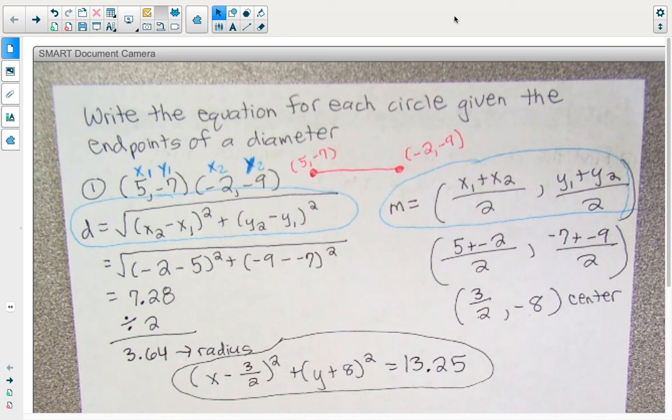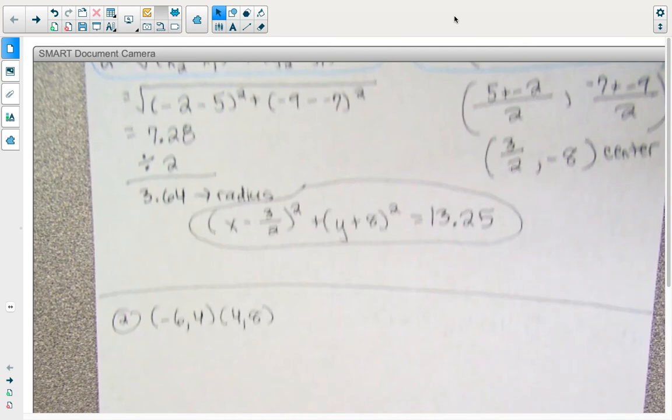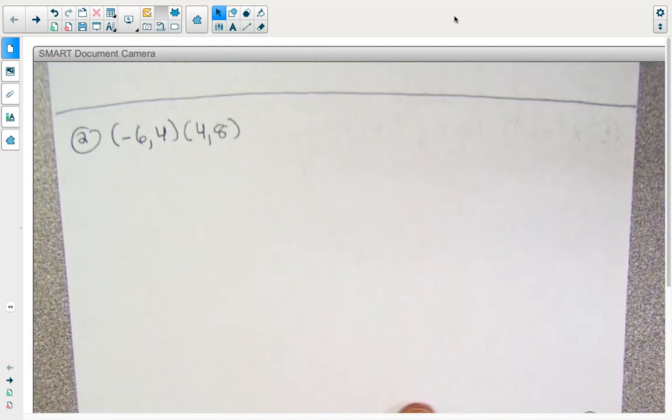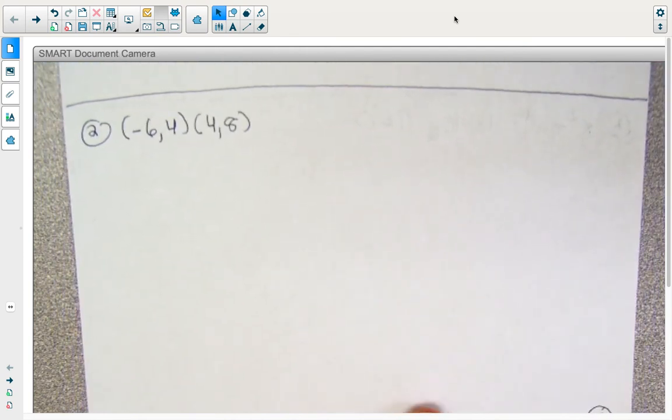We're definitely going to go through and try another one. I'm only going to give you the endpoints of the diameter, and we're going to go through the same process again. So we need the distance formula and we need the midpoint formula. These are the two new points that we're going to look at: -6, 4, and 4, 8.